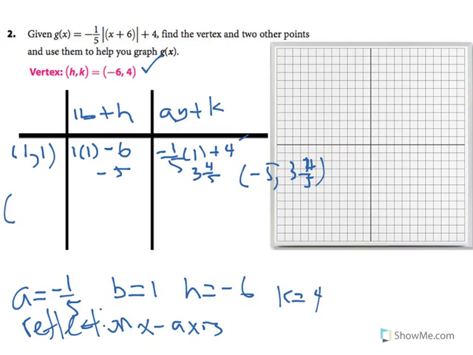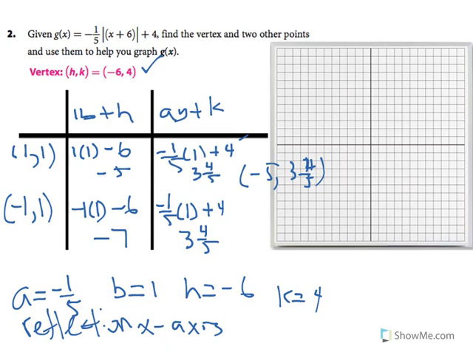Another point we have, negative 1, 1 transformed to negative 1 times 1 minus 6, negative 1/5 times 1 plus 4. So then this gives us negative 7 and 3 and 4/5. Right, so then let's graph our vertex. It's negative 6, 4. So 1, 2, 3, 4, 5, negative 6.